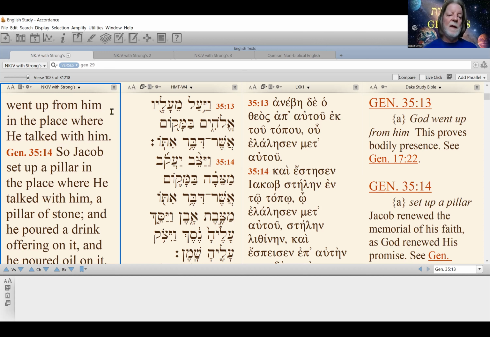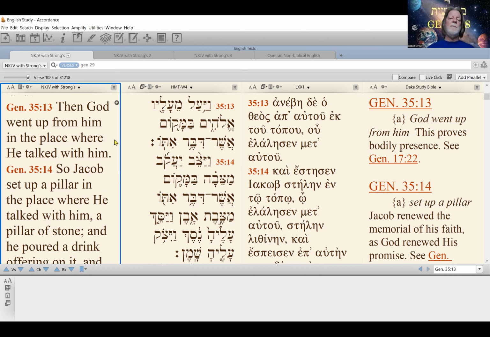Then God went up from him in the place where he talked with him. So God appeared to Yaakov in Bethel. And after he had this conversation, and after he extended the Abrahamic covenant to Yaakov for his generation, and then he will extend it to the next generation as well, then God just ascended into heaven. Maybe Yaakov saw the ascent, maybe he didn't, but he went up from him.